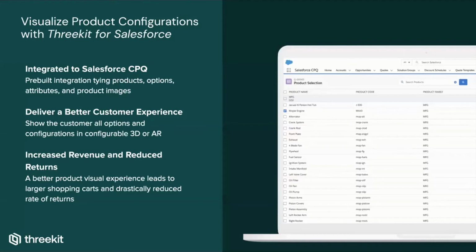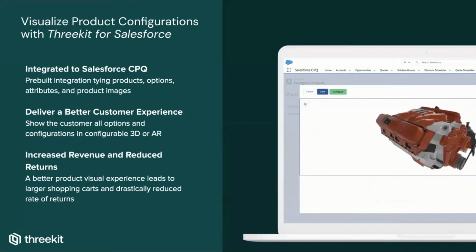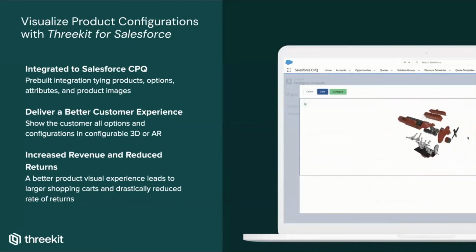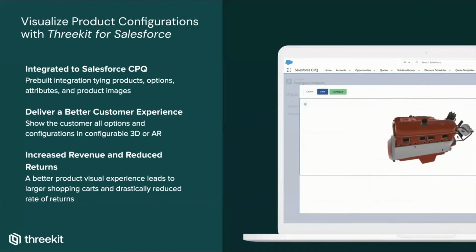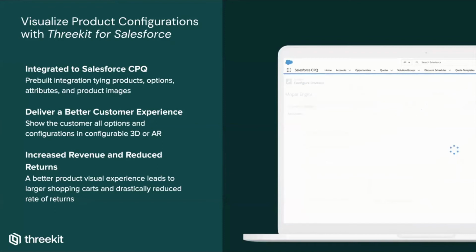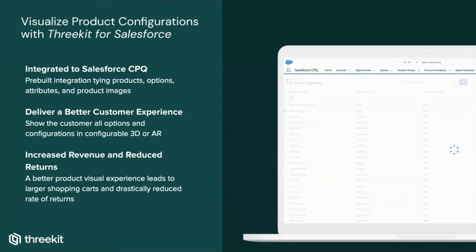Now, how we work with Salesforce CPQ is we actually have a pre-built package to integrate our Threekit 3D configurator into Salesforce CPQ. So now a customer is actually going to be able to see all the different options and add-ons and features in real time that are being built out. So gone are the days where they're looking at line items on a quote and have confusion or any questions about what they're actually getting. Now they actually can see that product itself in 3D.